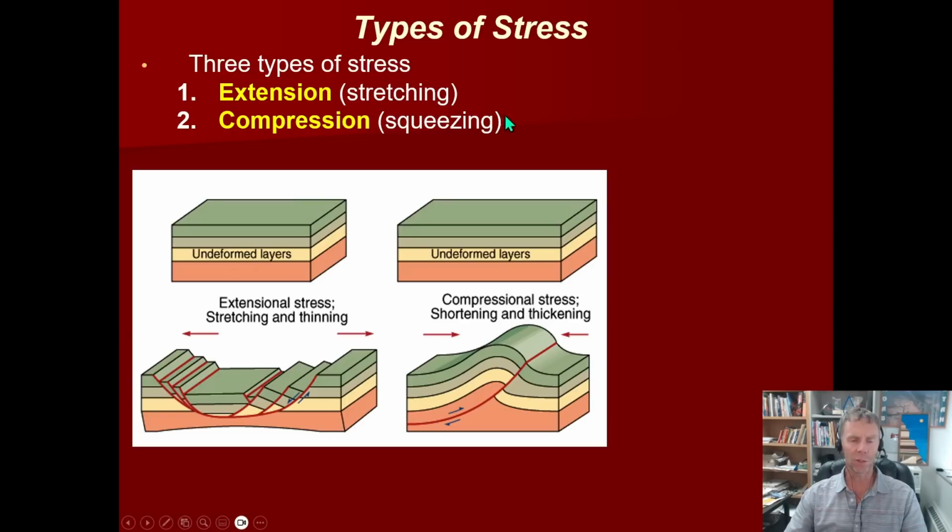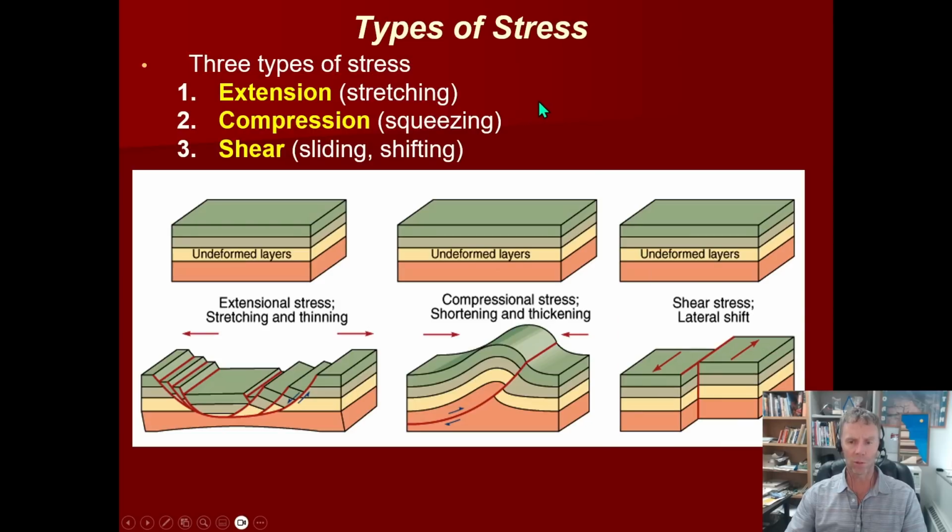So there are these two types of stress, and then our third one is what's known as shear stress, basically moving blocks of rock past each other laterally. Think about if you put your hand on top of a deck of cards and then you push or pull your hand, you get that top card sliding across the one beneath it. That would be an example of shear stress.